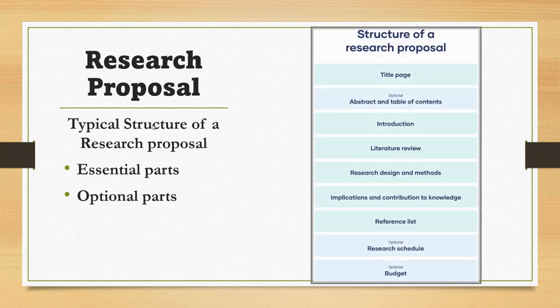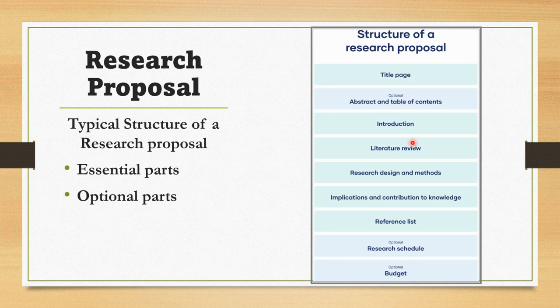For example, you can see in blue, in the light background parts, we have the abstract and table of contents, the research schedule, and the budget allocation. These parts are optional. It means that we can exclude these parts from our research proposal, but the title page is mandatory, on which the title of the research project will be written.